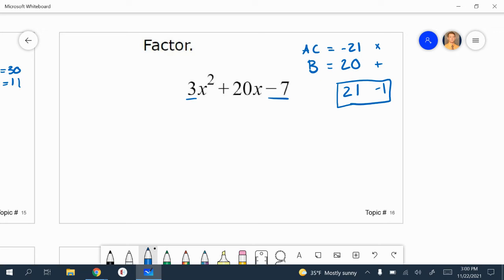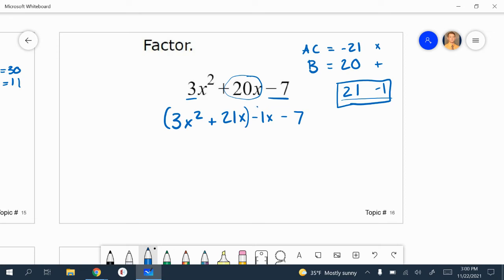Now what I'm going to do is take those numbers and replace my b value. So I'll have 3x squared plus 21x minus 1x minus 7. If you look at what I just did, I replaced this 20x with these numbers and x is attached to them. Because really what you see in line 2 is exactly the same thing as line 1. 21x minus 1x is 20x, so nothing's changed.